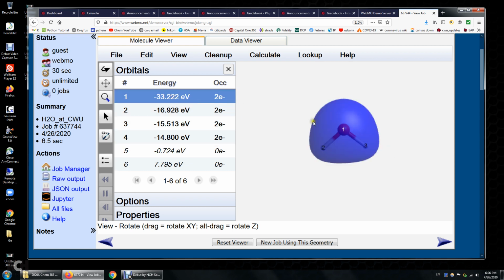We're not seeing the core orbital of the oxygen, which is trivial. The core orbital is just the 1s orbital on the oxygen atom.